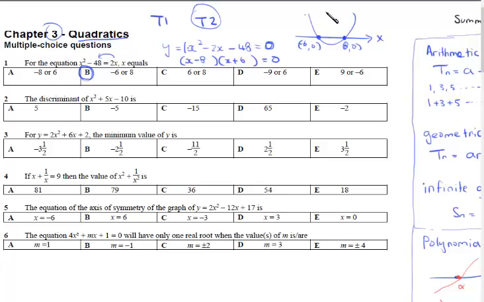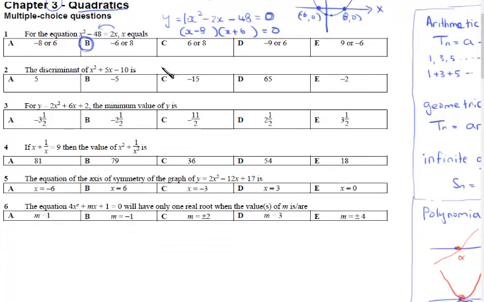So that means the x-axis and y-axis sit somewhere there. You can also find the y-intercept and the vertex as well, but that's not part of this question. Okay, let's move on to question 2. It's a very easy one. The discriminant is b squared minus 4ac. It's just like a baby question, because it's question 2.